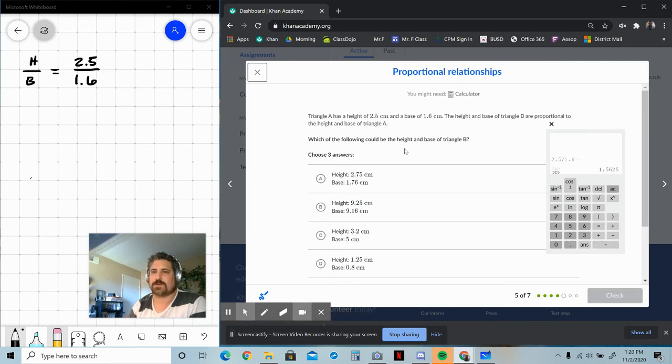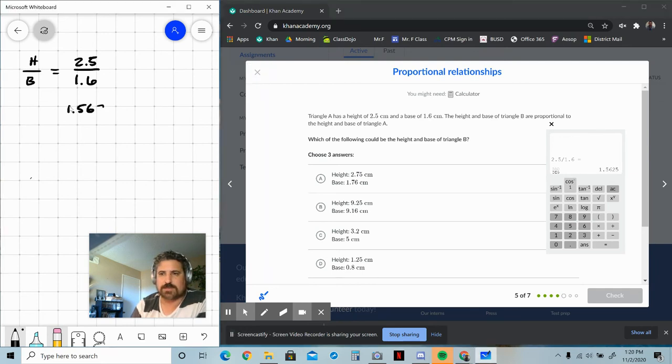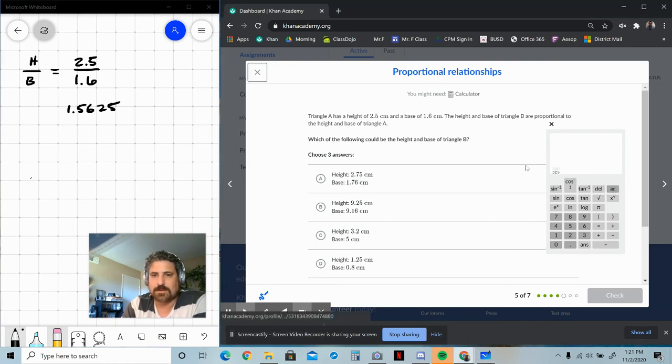So you're looking at 1.5625. Basically, 1.6 times 1.5625 equals 2.5, and 2.5 divided by 1.6 is 1.5625. You just want these two values, when you divide height by base, to get 1.5625. Make sure it's constant. Let's see if it is.